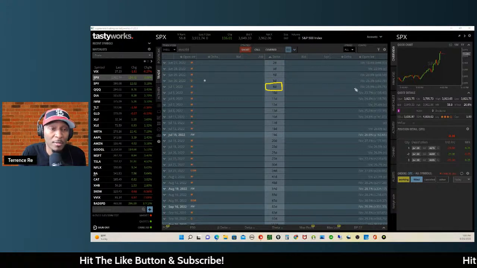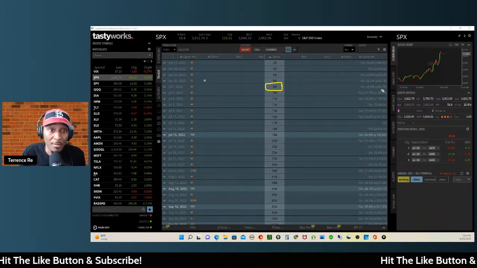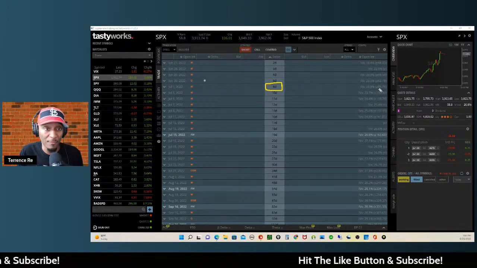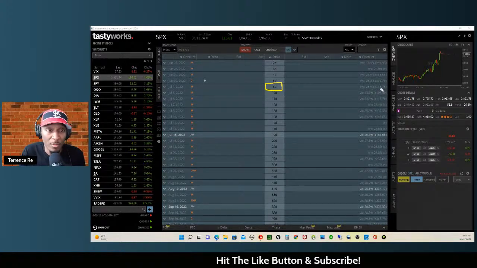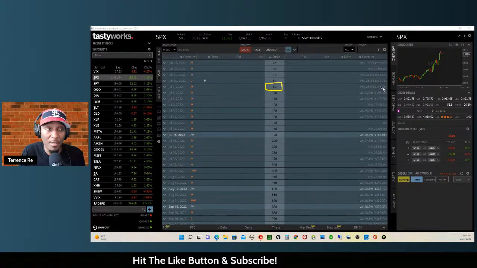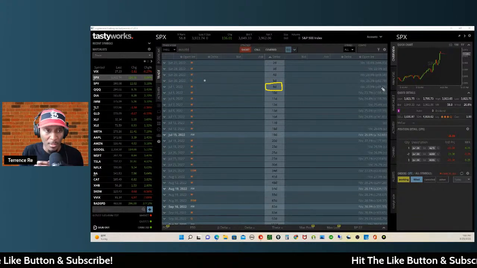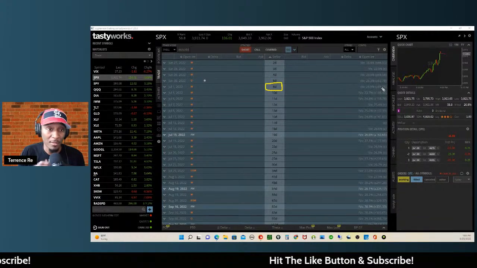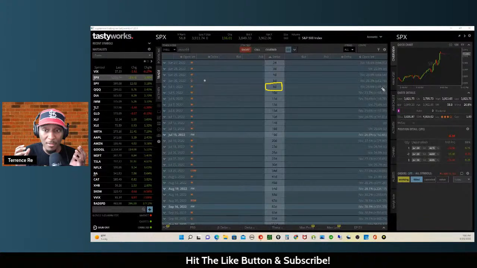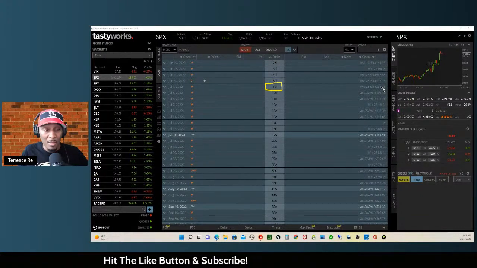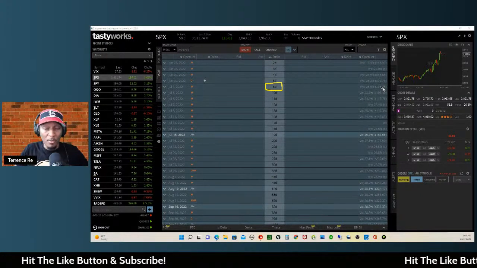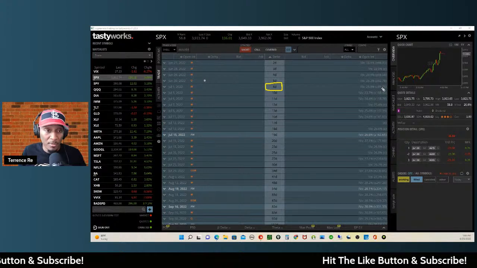Now, if you look over here, you got a plus or minus 95.75. So they're saying that the option chain has priced in a move for the week of plus or minus $95.75 for the SPX, which is the option market for the S&P 500.